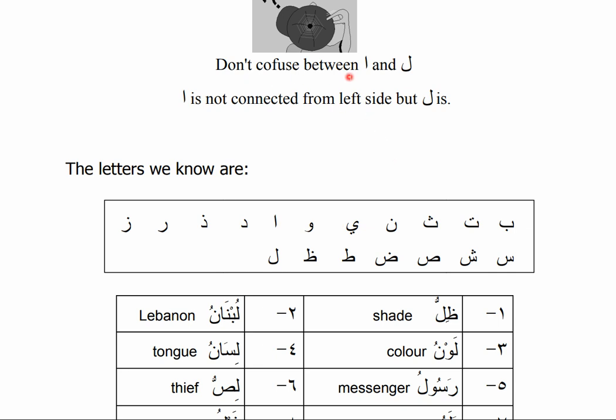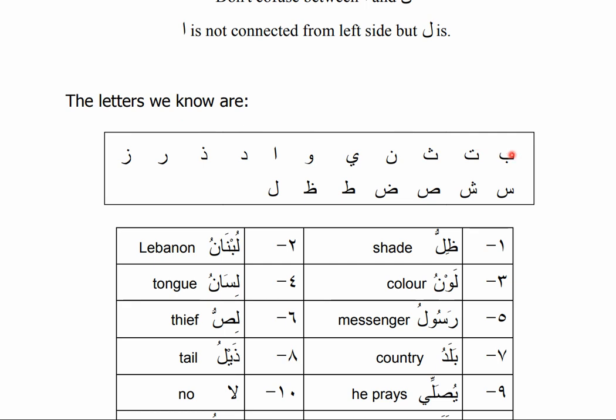Don't confuse alif and lam. Alif is not connected from the left side, but lam is. That's what I told you. Lam can be connected from both sides, but alif is connected from just one side. So alif is one of the letters that are called non-connectors. Till now we did all these letters, and we did previously all these letters.